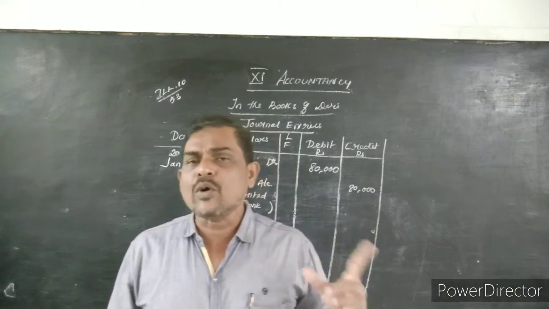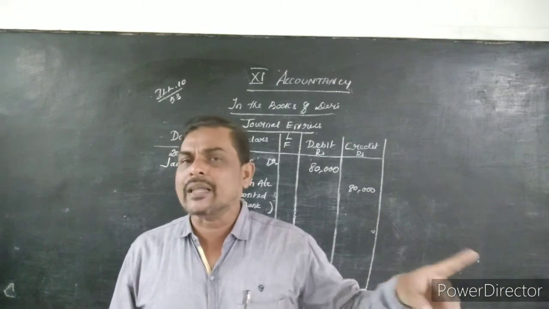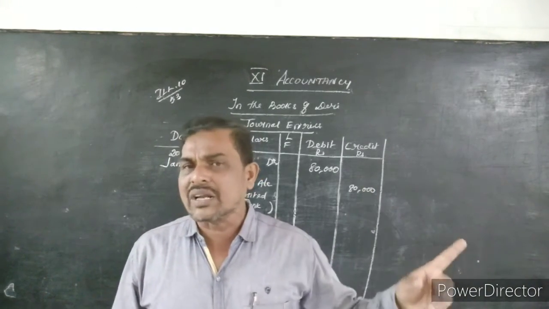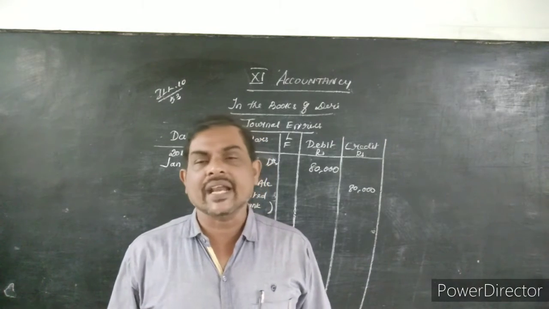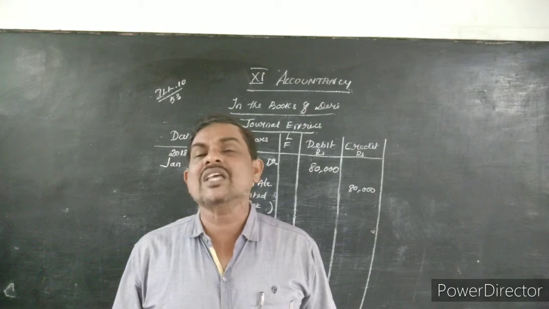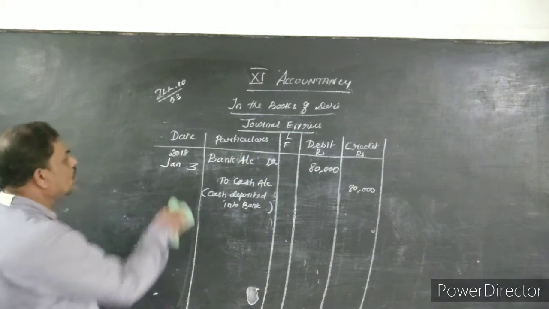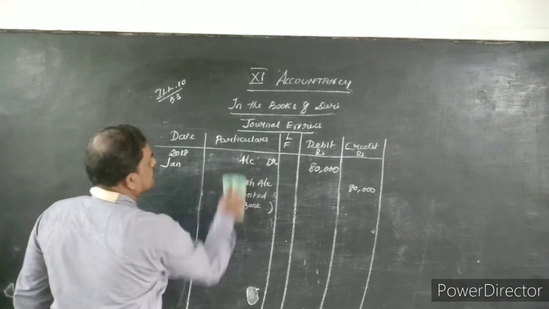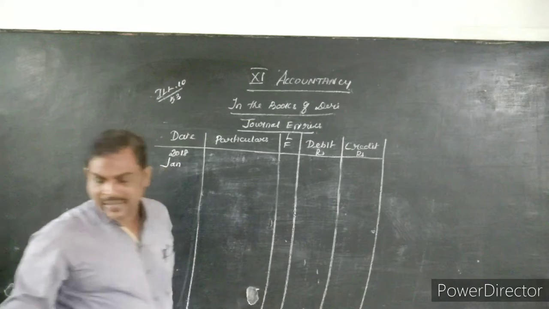Understood or not? If I did not pay the payment, the person will come in the credit side. If I made the payment through cash, cash will come. If through bank, bank will come. So here the journal entry is purchase account debtor to bank account. The fourth entry is purchase account debtor to bank account.